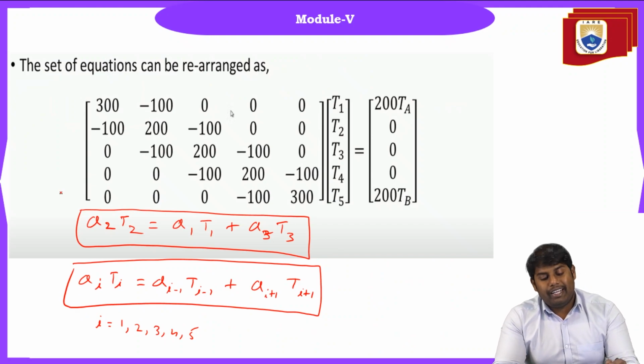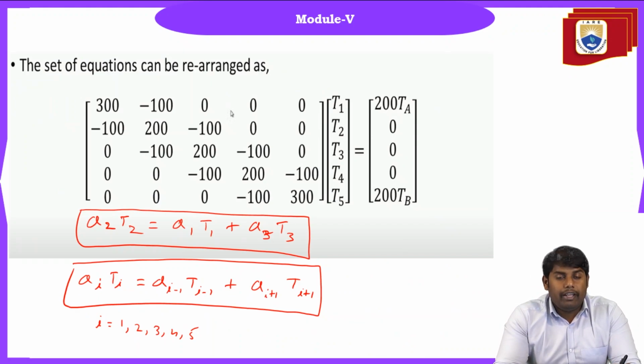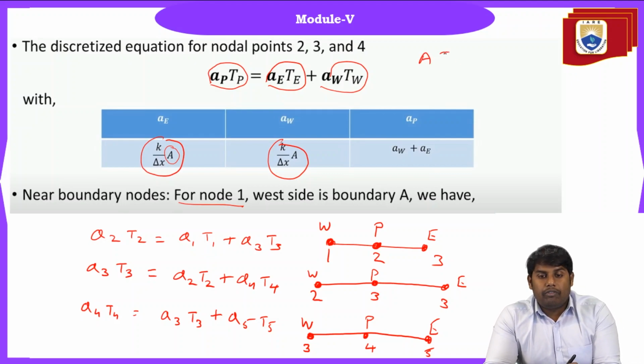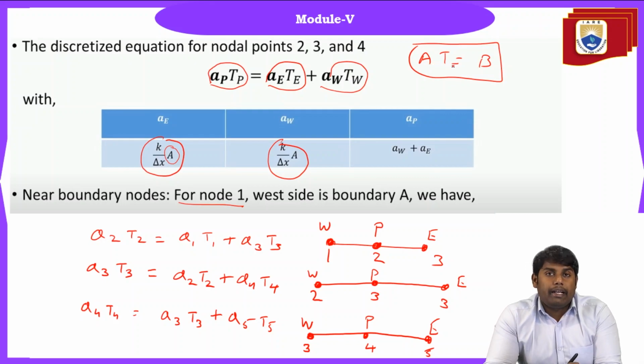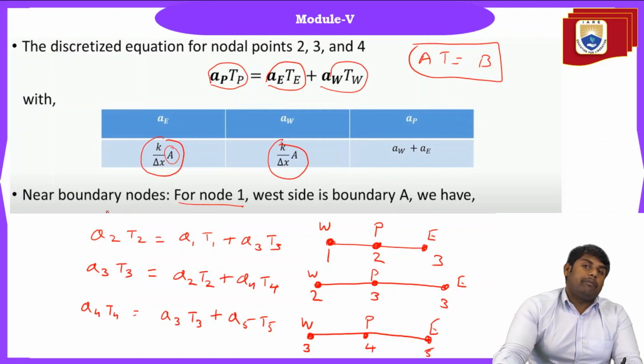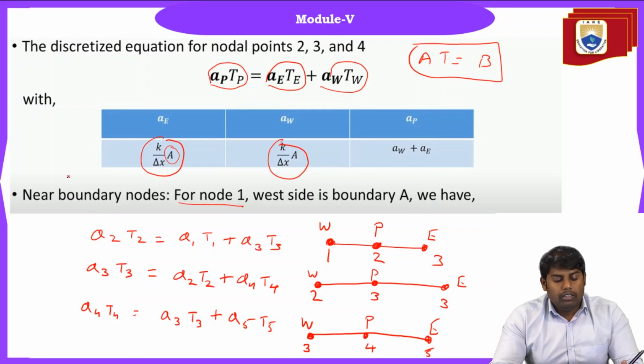Next, when we rearrange, we write it in the form of a matrix. How do we write it in matrix form? We will have 5 elements, and we will write it in terms of A of T is equal to B. What is A? A is nothing but the coefficient matrix, which is A1, A2, A3. That is the coefficient matrix, and B is the source terms.